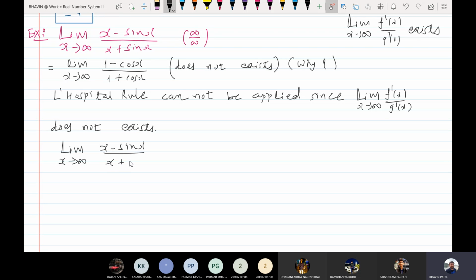See, take x common from numerator. So this is x, this is 1 minus sin x upon x. Similar way, take x common from denominator. So you are left with this 1 plus sin x upon x. So now x gets cancelled.